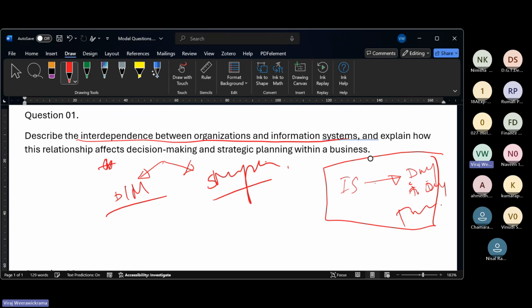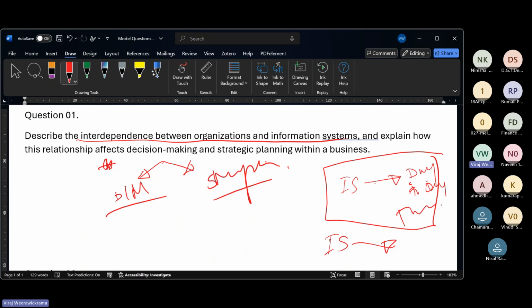So that's one relationship. What else? Increase the efficiency of processing information. Okay, very good. Yes, information systems increase the efficiency of the operations.